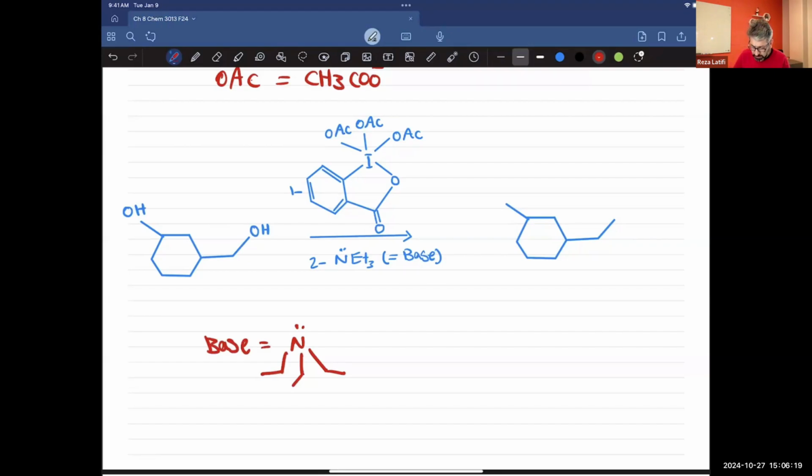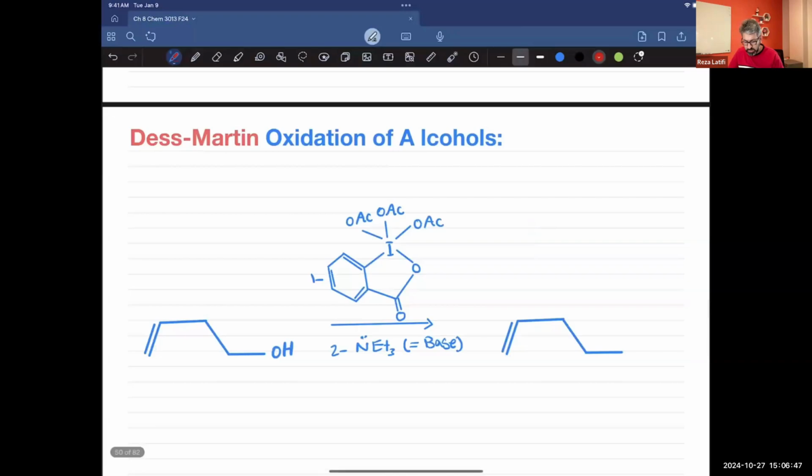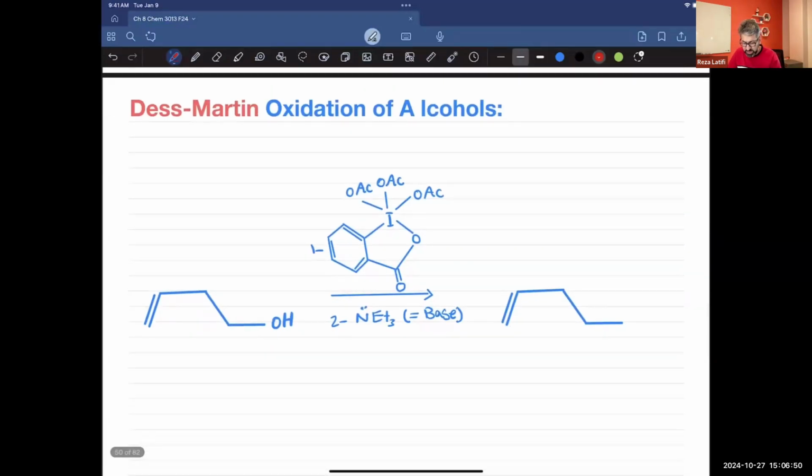And in this case, the primary alcohol will turn to aldehyde, and the secondary will turn to ketone. So I'm going to get a ketone here. This one will be ketone. And primary will turn to aldehyde. Okay. And another reagent will be here. Forgive me, we have one more example here.